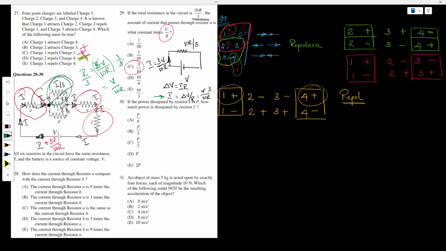Right. If the power dissipated by the resistor E is P, where is E? The power dissipated here is P. How much power is dissipated by resistor F? All right. So what is the equation for the power? So power is either given by IV or V squared over R or I squared R, right? Because we know V equals IR, and when you substitute V equals IR, you will get 3 equations for the same power.